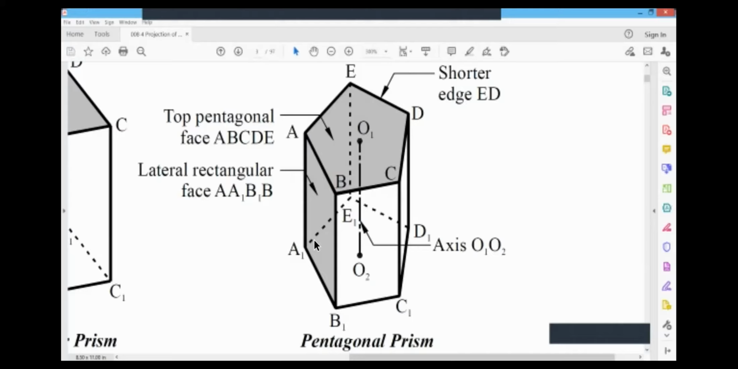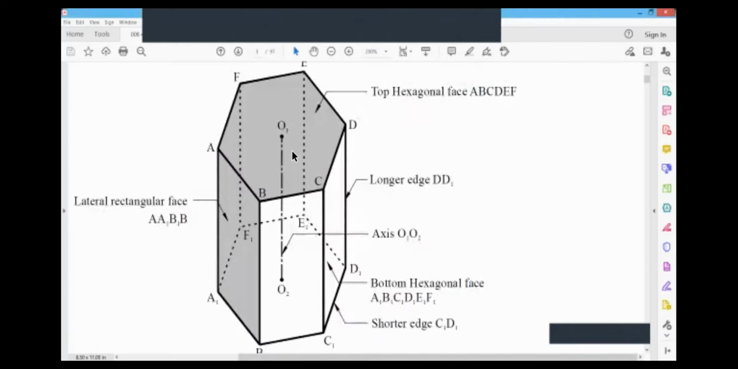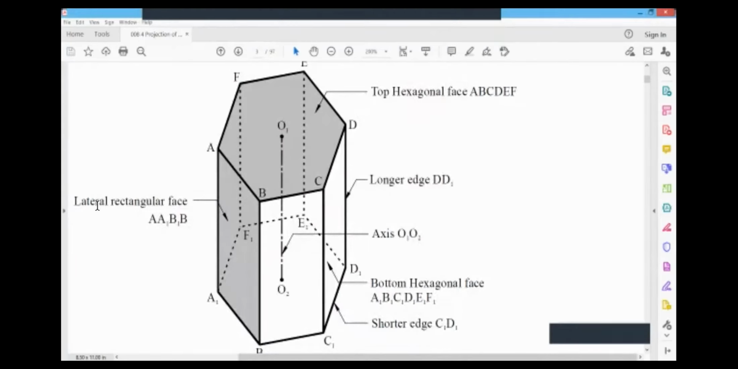Same way, if it is a hexagonal prism, lateral surfaces will be rectangles 1, 2, 3, 4, 5, 6. Top face A, B, C, D, E, F represents a hexagonal lamina on the top face of the solid, and on the base A1, B1, C1, D1, E1, and F1 are associated with the base plane of this particular prism. So how you position in the question, it will be very simply written as it is resting on one of its edges of the base.